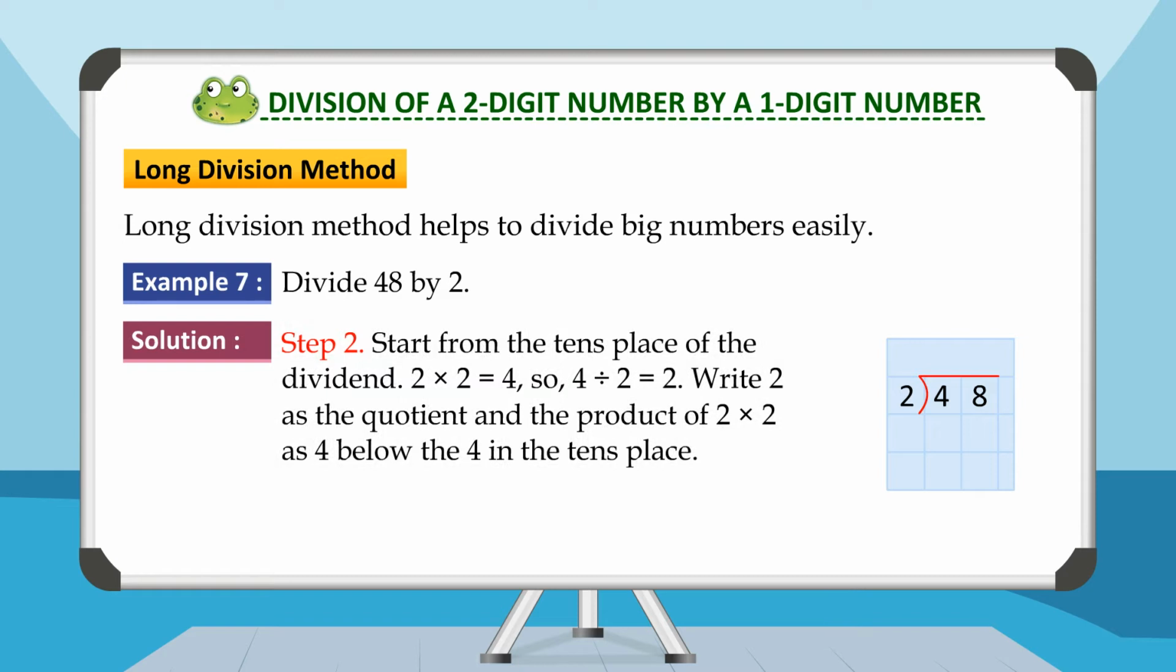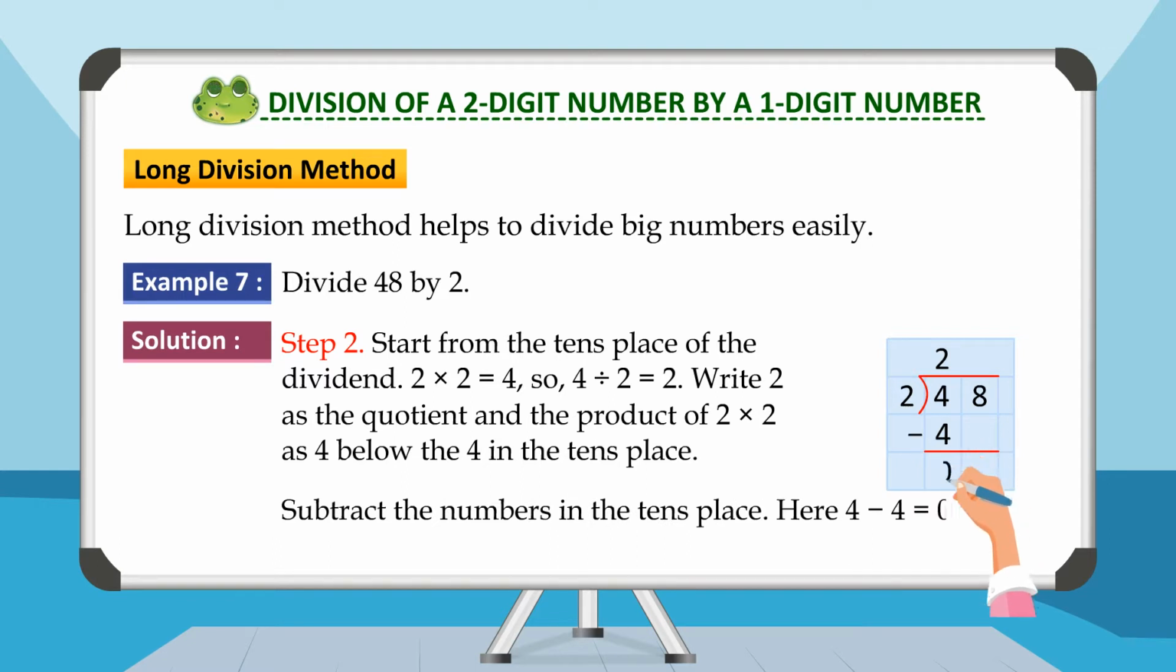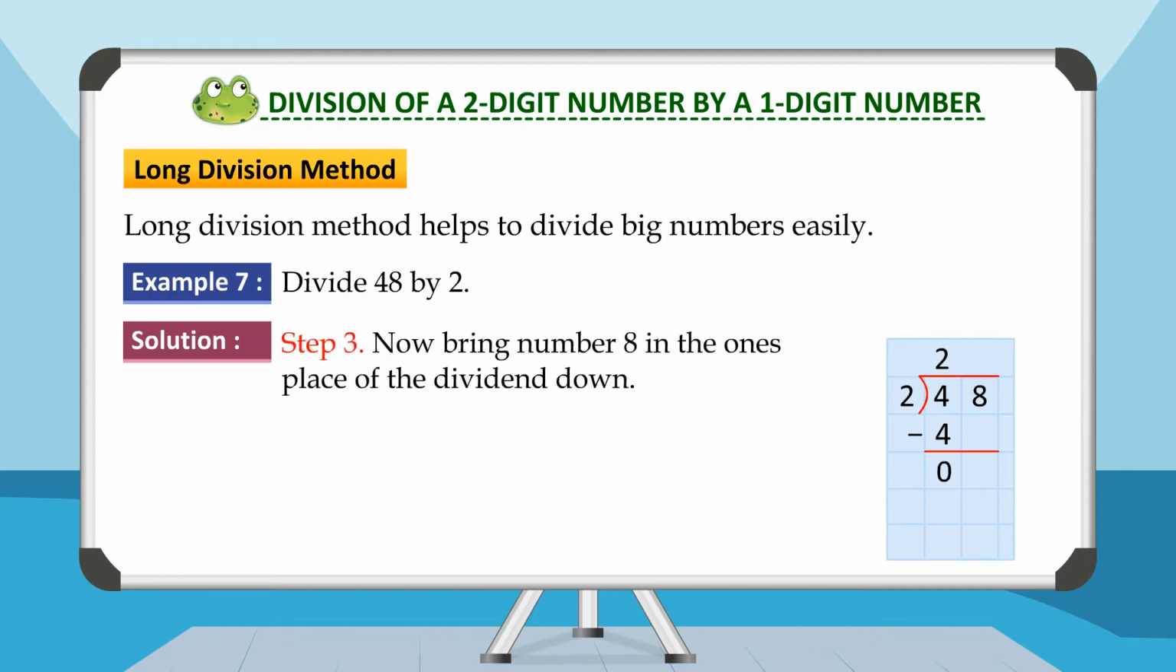Step 2. Start from the tens place of the dividend. 2 into 2 is equal to 4. So, 4 divided by 2 is equal to 2. Write 2 as the quotient and the product of 2 into 2 as 4 below the 4 in the tens place. Subtract the numbers in the tens place. Here, 4 minus 4 is equal to 0. Step 3.